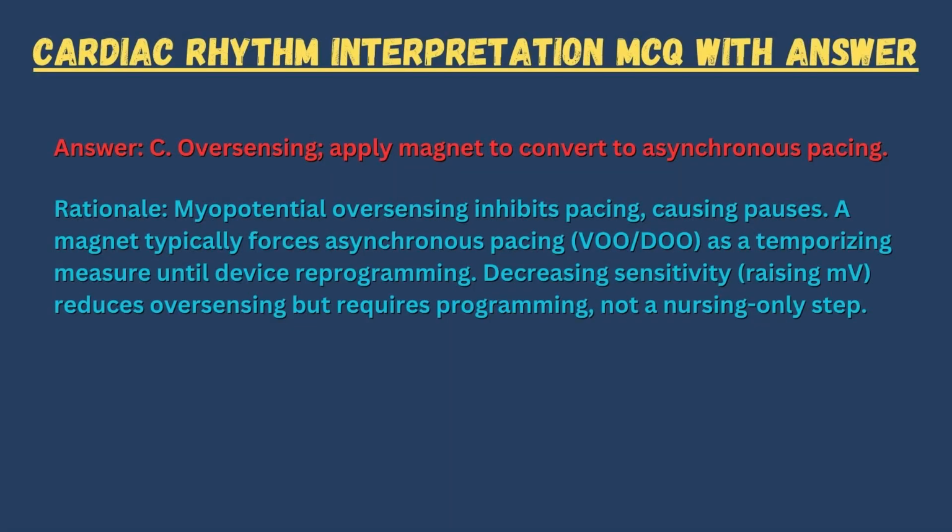Answer: C. Oversensing. Apply magnet to convert to asynchronous pacing. Rationale: myopotential oversensing inhibits pacing, causing pauses. A magnet typically forces asynchronous pacing, VOO/DOO, as a temporizing measure until device reprogramming. Decreasing sensitivity, raising mV, reduces oversensing but requires programming, not a nursing-only step.